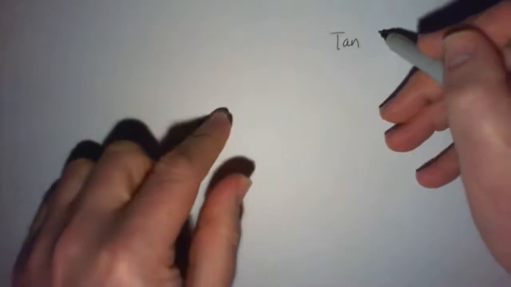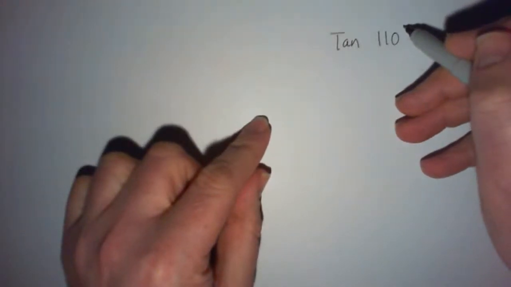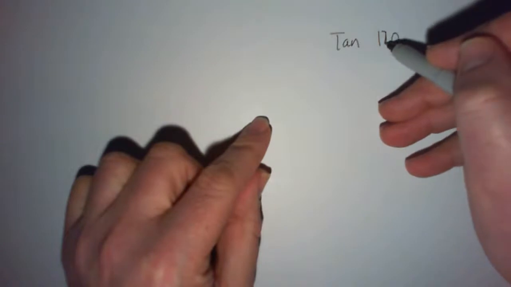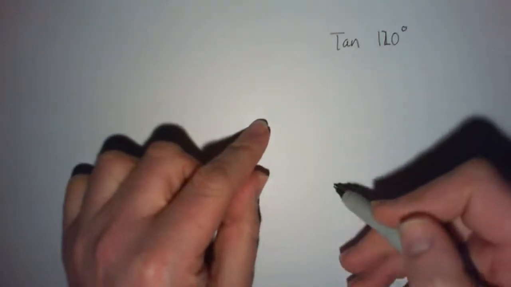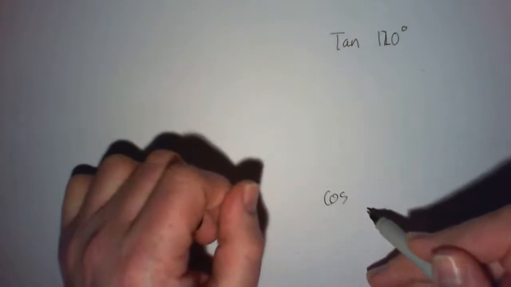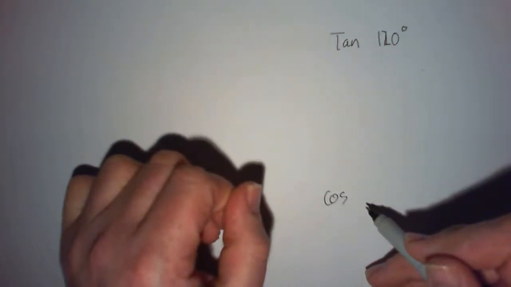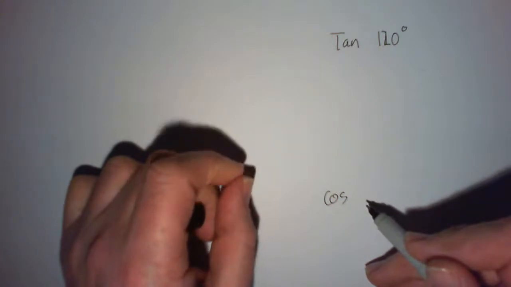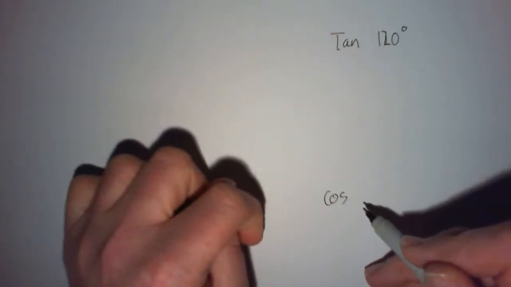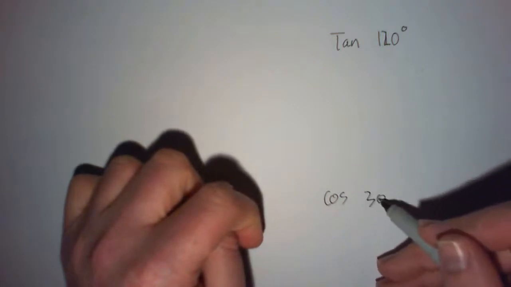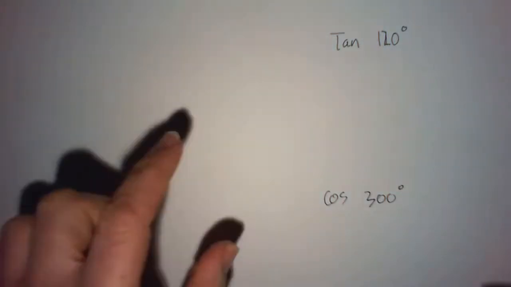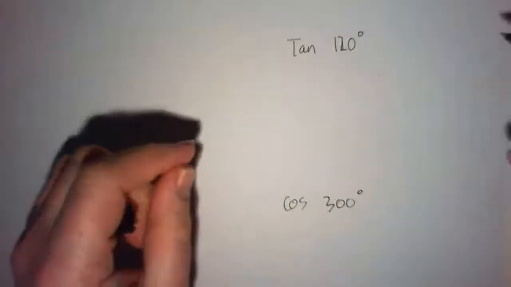Let's try and find some nice ones. Right, we will get the tan of 120 degrees, and we will find the cos of, let's try and find a big one, the cos of 300 degrees. Okay, so tan of 120 degrees. Let's sketch it first of all.